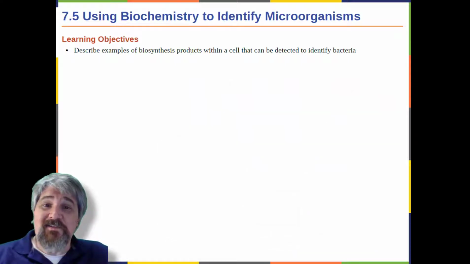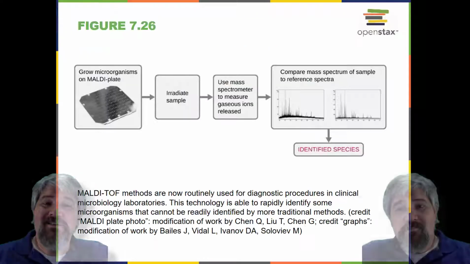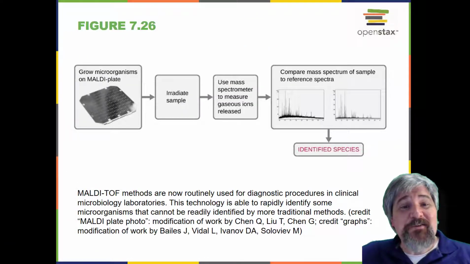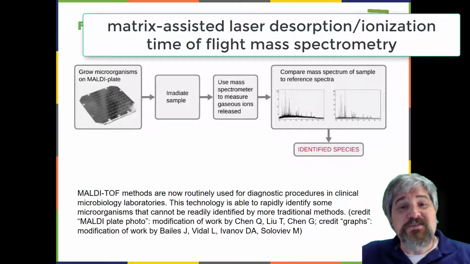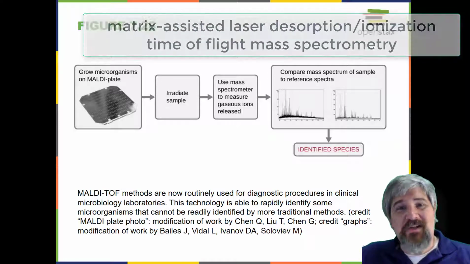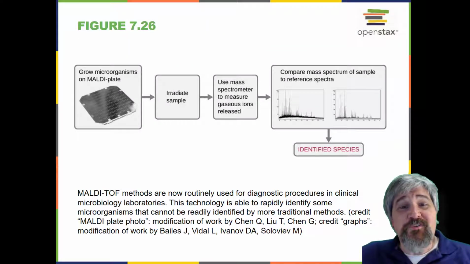Another automated system identifies microorganisms by determining the specimen's mass spectrum and then comparing it to a database that contains known mass spectra for thousands of microorganisms. This method is based on matrix-assisted laser desorption ionization time-of-flight mass spectrometry, MALDI-TOF, and uses disposable MALDI plates on which the microorganism is mixed with a specialized matrix reagent.